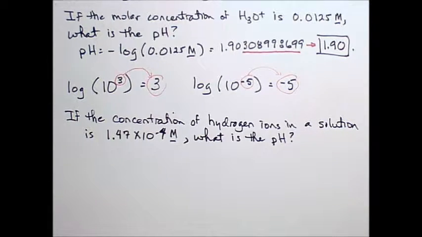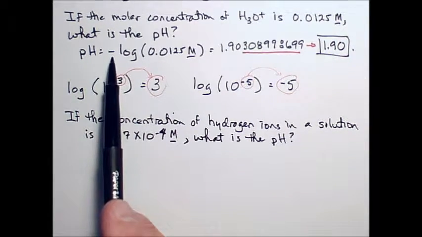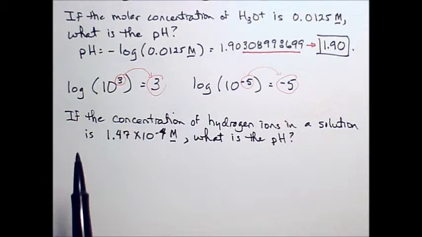Do we got to put the negative? Not for negative 4. Yeah, it won't be right without the negative 4. No, I know that. You have to take the negative logarithm of this number to get the correct answer.